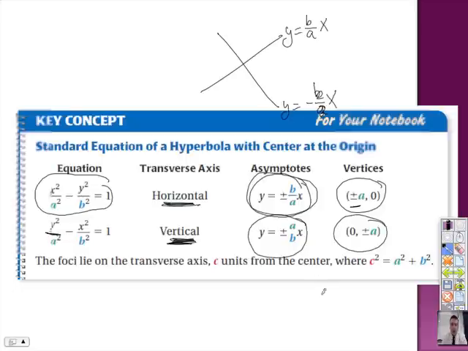Now here's the last part. How do you find C? Remember we found C for the ellipse? Here's how you find C for a hyperbola: C squared equals A squared plus B squared. That gets mixed up all the time too. You understand that, right? So please study this. Here's how you find all the things you need: A, B, C. It's all right here within this slide. Mark it all down and use it.